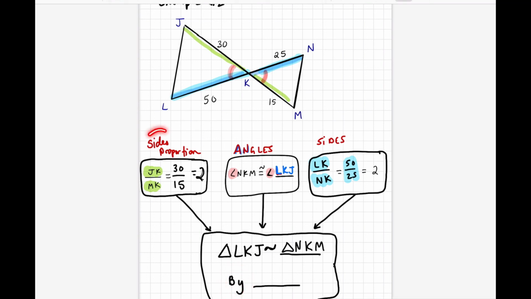And how can we justify this? Well, we have a side, an angle, and a side. We just justified it with those. So side angle, side similarity is how we just showed that these two triangles are similar.